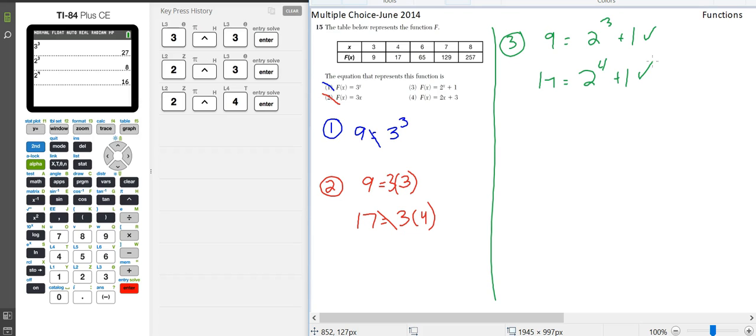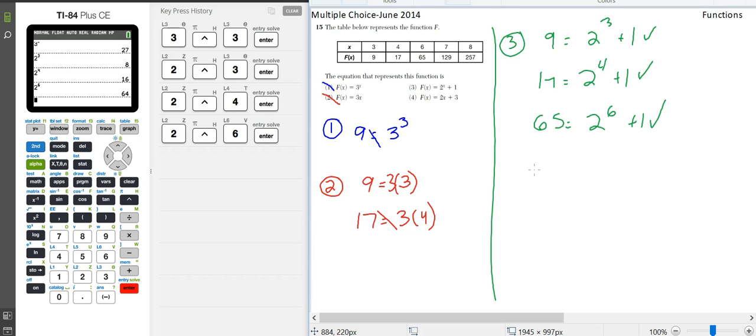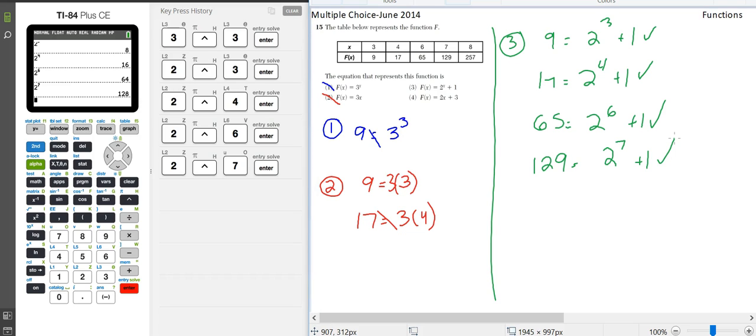We have the point (6, 65). So is 65 equal to 2 to the 6 plus 1? 2 to the 6 is 64, plus 1 is 65. 65 is equal to 65, and this point makes the equation true. Let's try the next point. (7, 129), so is 129 equal to 2 to the 7 plus 1? 2 to the 7 is 128, plus 1 is 129, so this point makes it correct.